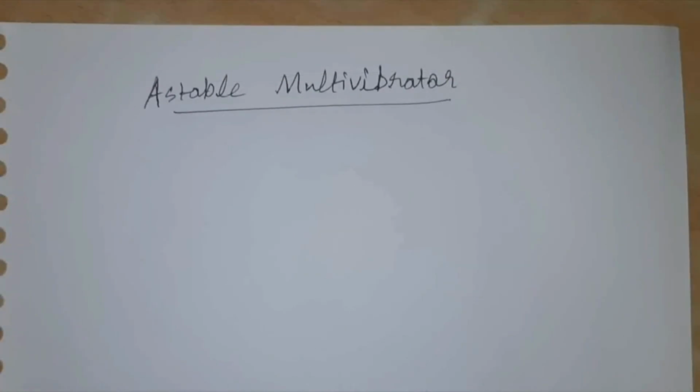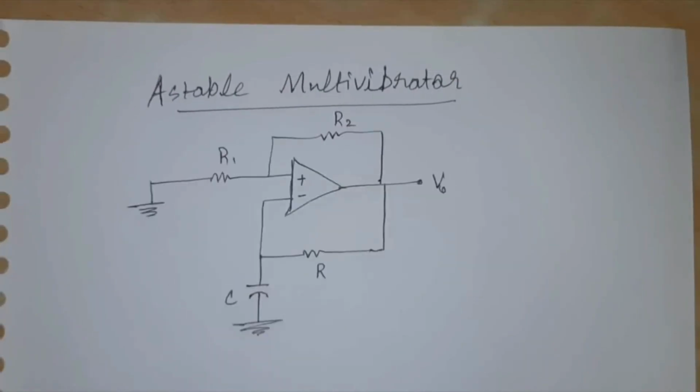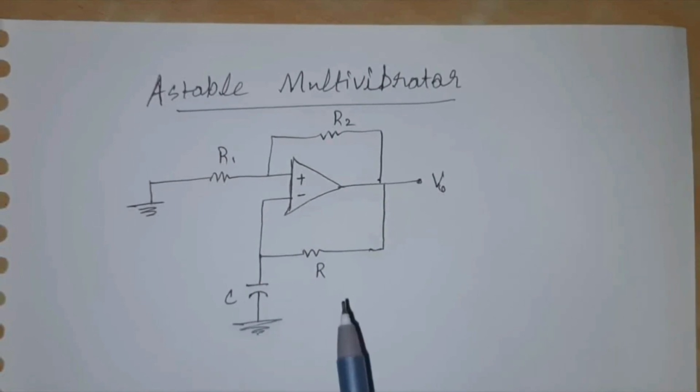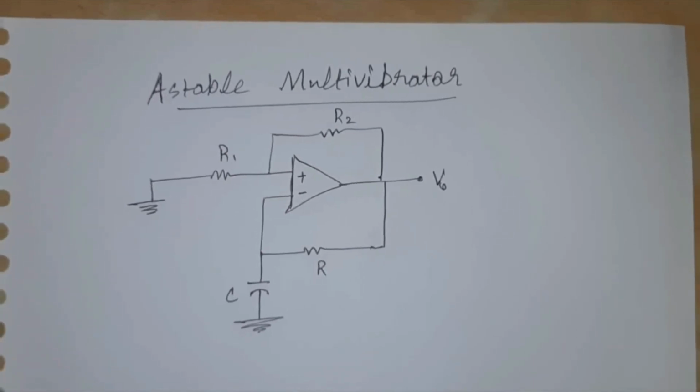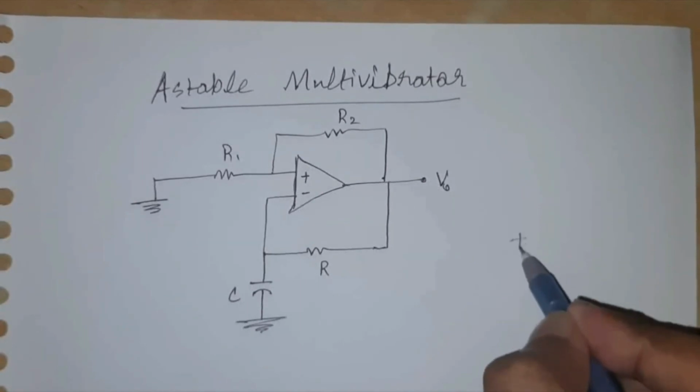Okay, so moving on with this topic, let us draw the circuit diagram first. We have already seen that the two states, that is the high and the low, are both unstable in the case of the astable multivibrator. So let us start by supposing initially the output is at plus V sat.